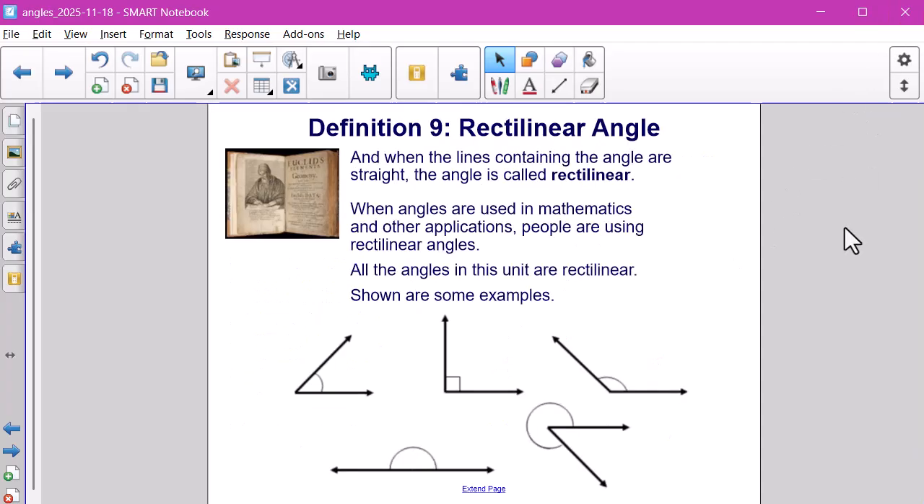And when the lines containing the angle are straight, the angle is called rectilinear, which is definition number 9 in Euclid's Elements. When angles are used in mathematics and other applications, people are using rectilinear angles. All the angles in this unit are rectilinear, and examples of them are shown below as pictures.